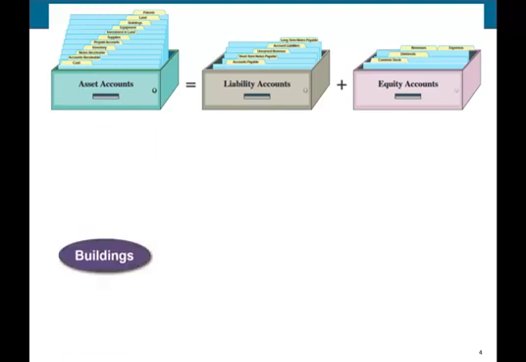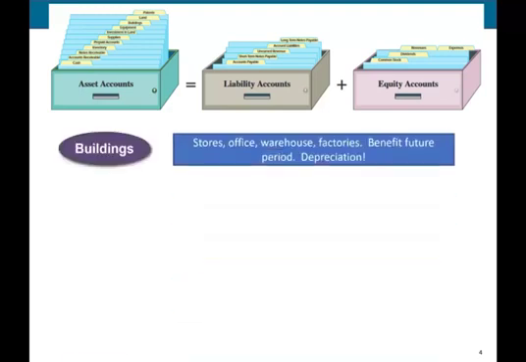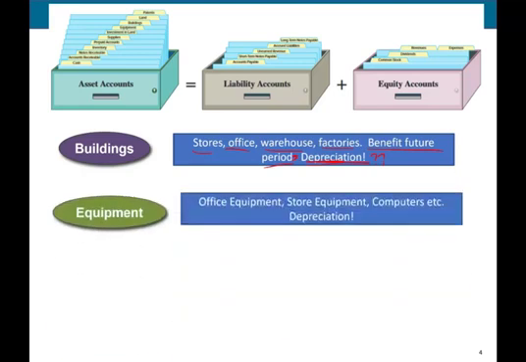Well, actually, we're not done with assets. We still have buildings. What are buildings? Stores, offices, warehouses, factories. Buildings are assets that benefit future periods, more than one period, maybe 2-3 years. Assets that provide benefit for many years get depreciated. What's depreciation? We'll talk about this in chapter 3, in a future chapter. Equipment, office equipment, store equipment, computers also have the same characteristic as buildings. They benefit future periods. Therefore, we depreciate them. And we're going to see what that means later on.